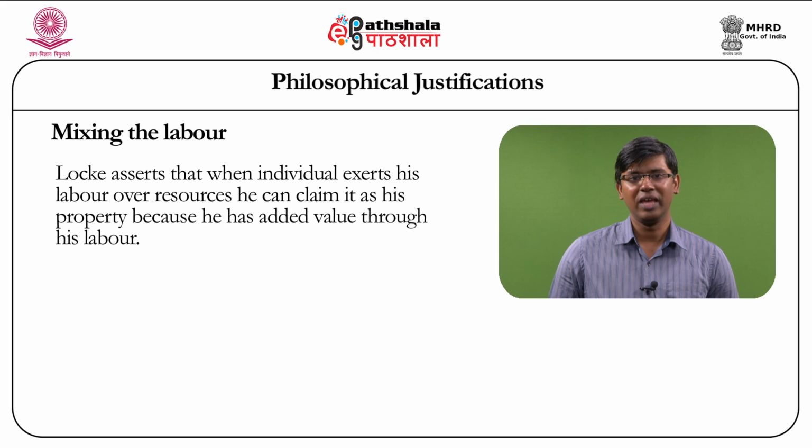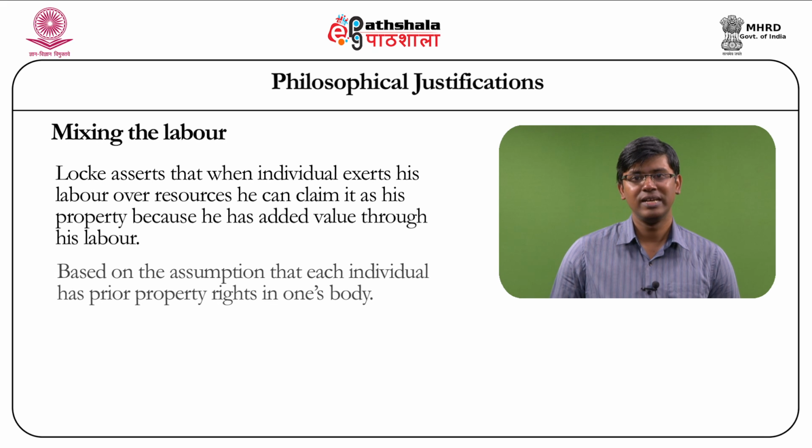Say for instance, if an individual digs the ground, and while digging he manages to get gold, then according to Locke, that gold would become the property of the individual, because the individual was the one who used his labor to dig and find the gold, right? So Locke's version of this labor justification is based on the assumption that each individual has prior property rights in one's body, right? He says that every individual has a property right in one's own body.